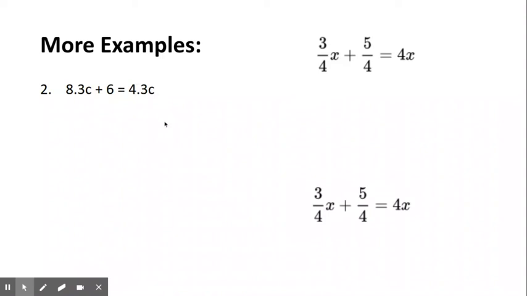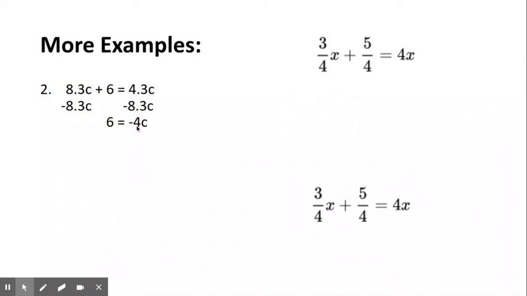So instead of subtracting 4.3c, I'm going to choose to subtract 8.3c. If I do that, it cancels c on this side, so I'm left with the number here, and then the c, or my variable, on the other side of the equation. When I subtract 8.3c, that leaves me with 6 equals negative 4c, which is nice. It got rid of that decimal. That's not always going to happen, but it's a fun thing about this one.